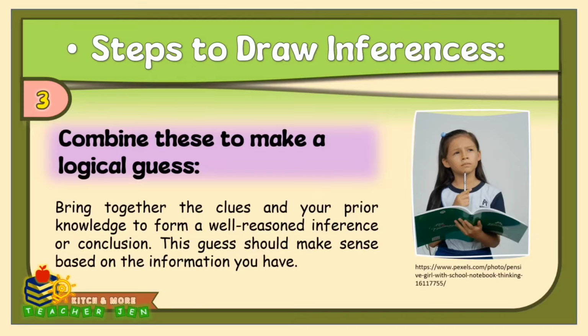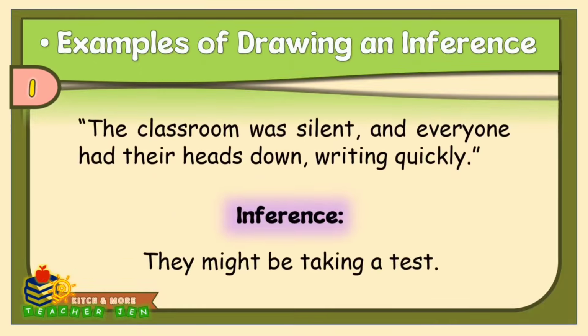And this time, let's proceed to the examples of drawing an inference. First one we have here, the classroom was silent and everyone had their heads down, writing quickly. What can we infer from this? It can be inferred that they might be taking a test. In this example, the clues silent, heads down, and writing quickly suggest that something serious is happening. And based on what we know about school, it's likely that the students are taking a test.